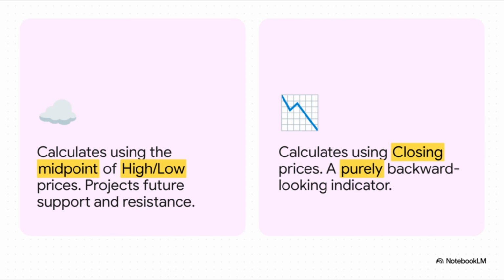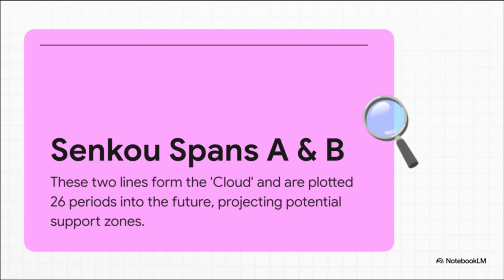Ichimoku uses the midpoint between the high and the low. But here's the real game changer. Moving averages are only backward looking. Ichimoku, well, it's designed to look forward. And this is the real magic of Ichimoku.